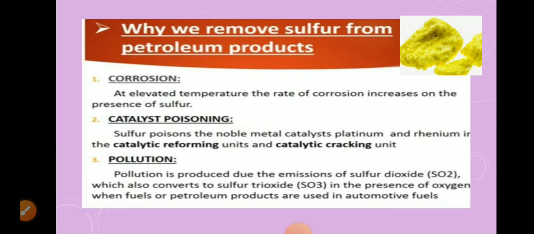Third is the pollution. Pollution is produced due to emission of sulfur dioxide, because we know whenever a sulfur containing compound is burnt, it produces sulfur dioxide that is converted into sulfur trioxide when exposed to oxygen. So sulfur trioxide is a major culprit in atmospheric pollution because it can cause acid rain after combination with water droplets.